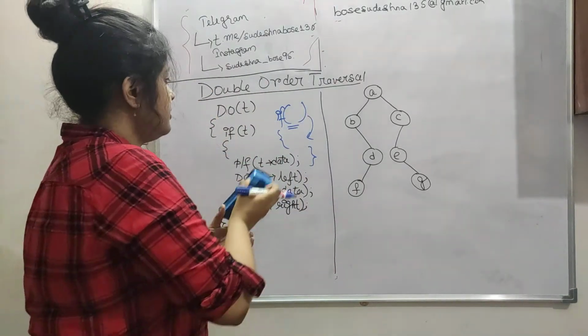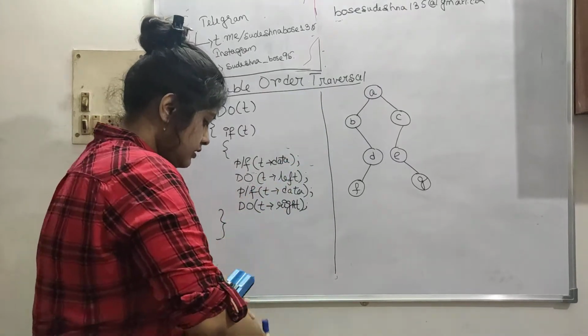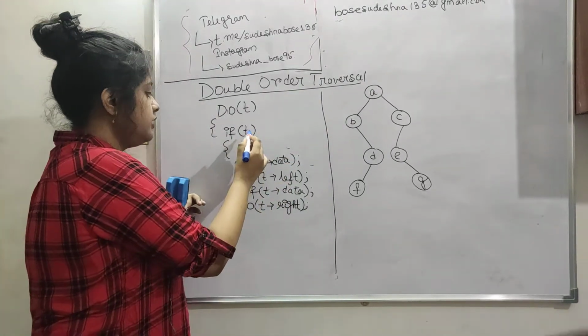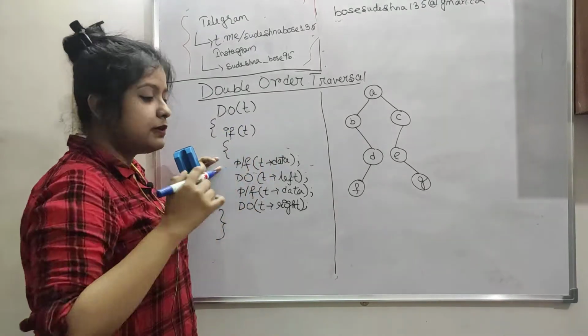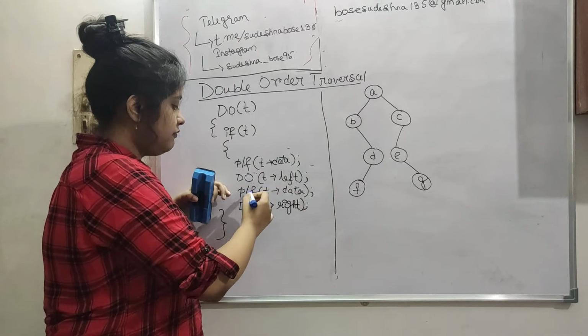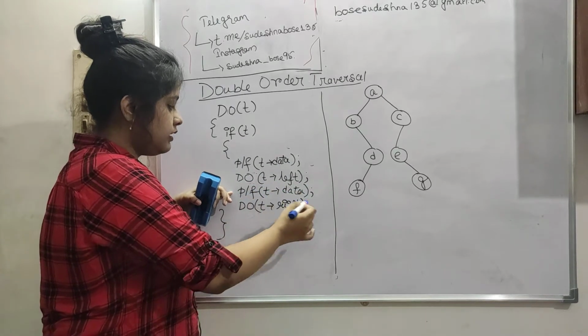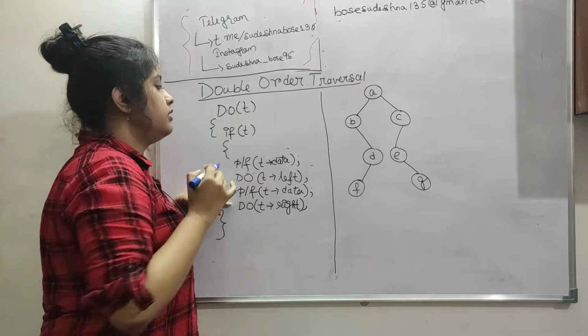So let's see here. Now if T is true, then printf T arrow data, then DO T arrow left, again printf T arrow data, DO T arrow right. See, we are printing twice, so it is double order traversal.